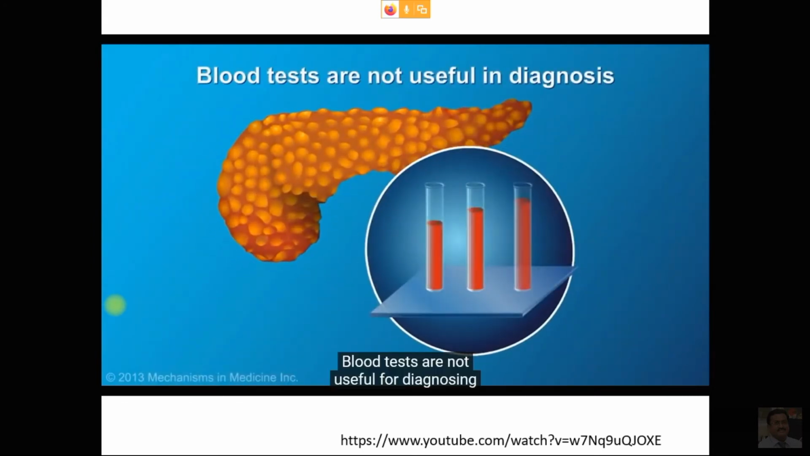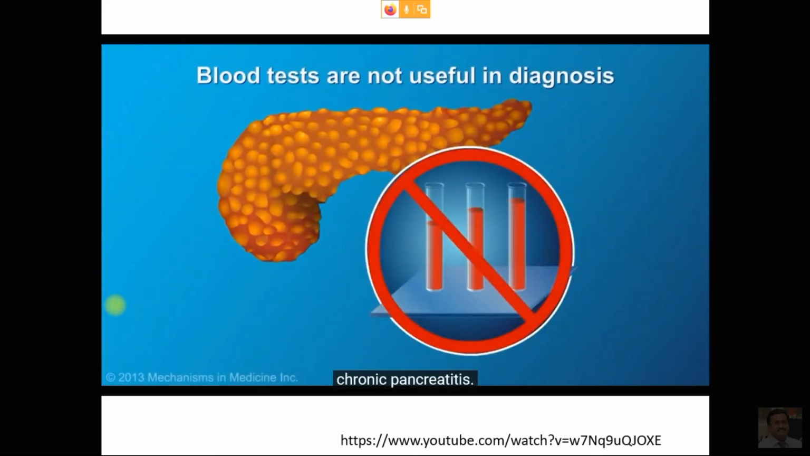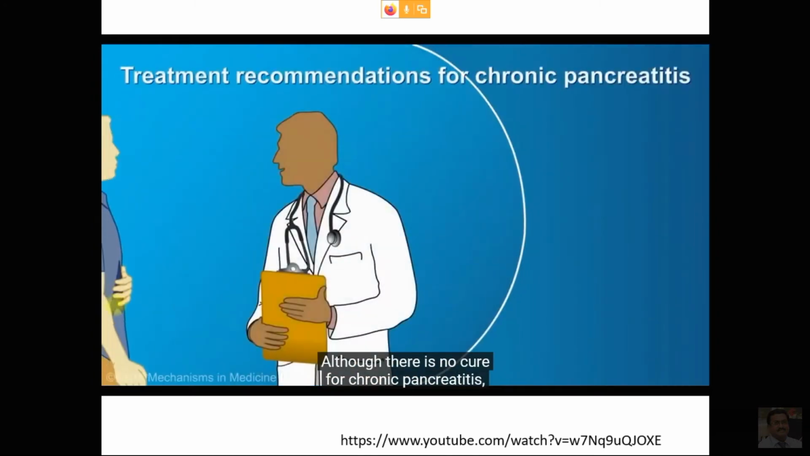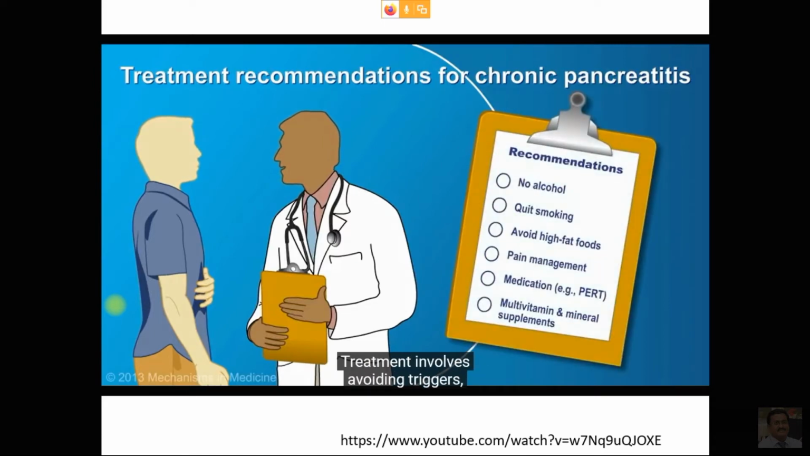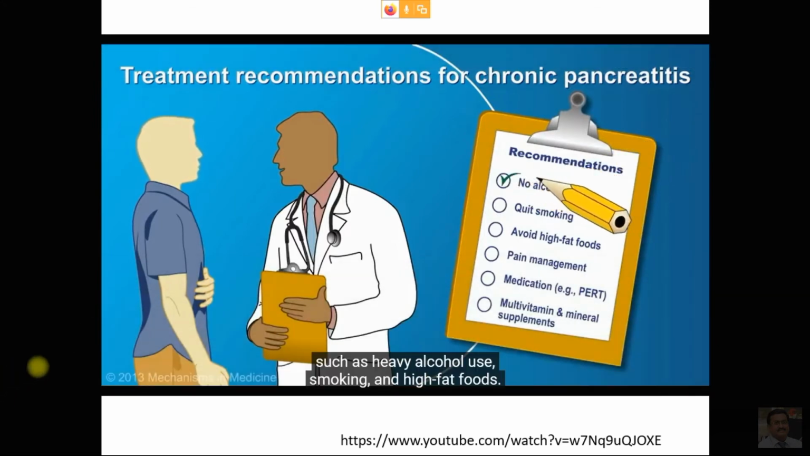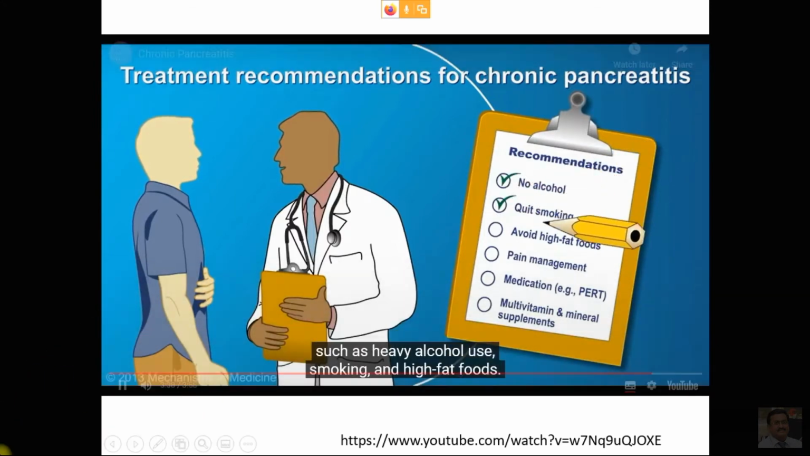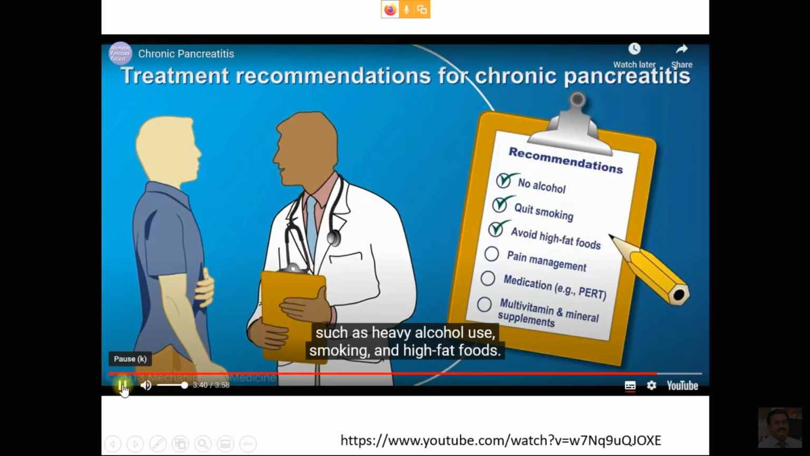Blood tests are not useful for diagnosing chronic pancreatitis. Although there is no cure for chronic pancreatitis, early diagnosis and treatment can help slow the progression of the disease. Treatment involves avoiding triggers, such as heavy alcohol use, smoking, and high-fat foods. These are all the recommendations by the doctors to patients of chronic pancreatitis.